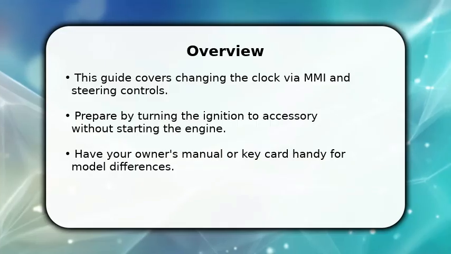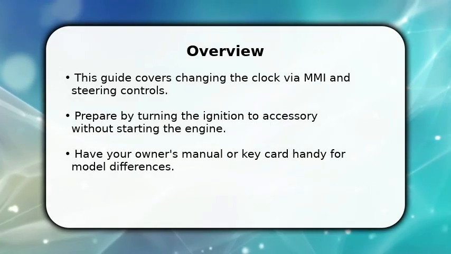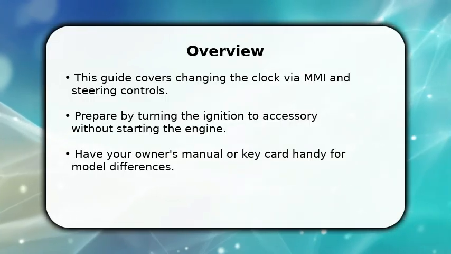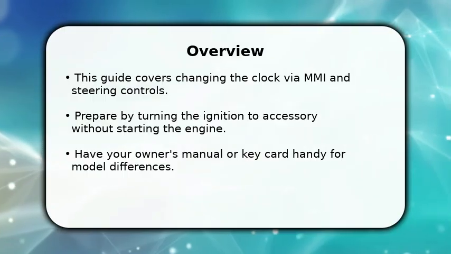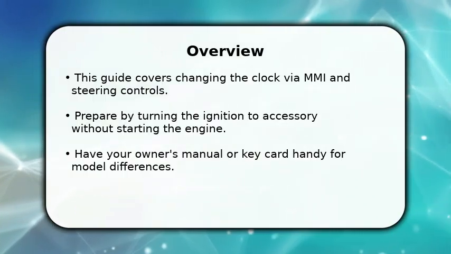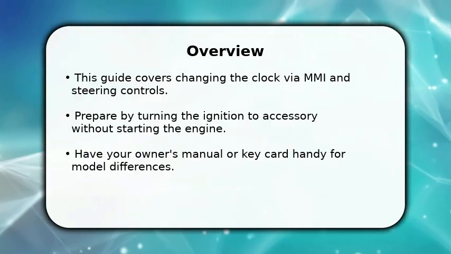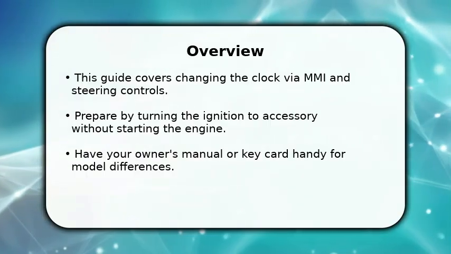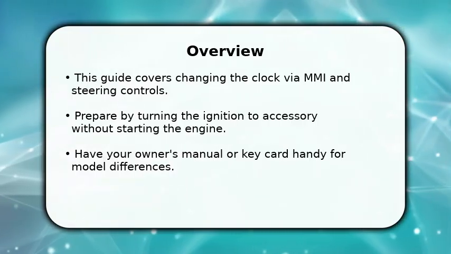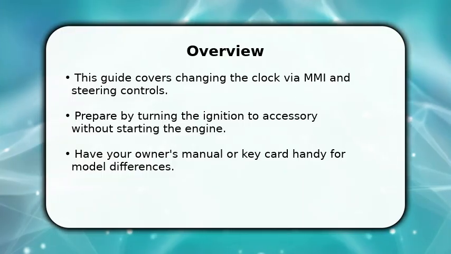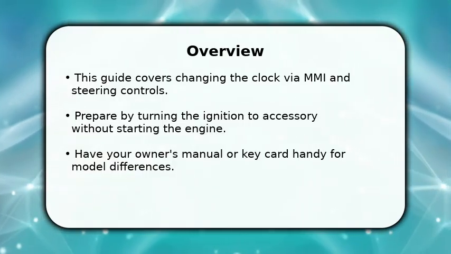Enjoy the video. In this video, I will show how to change the time on an Audi A5. Start by switching the ignition to accessory and using the MMI knob or the steering wheel menu to access clock settings. Use the selector to choose time and then adjust hours and minutes with the dial or arrow buttons. Save changes before turning off the ignition so the new time persists across restarts.